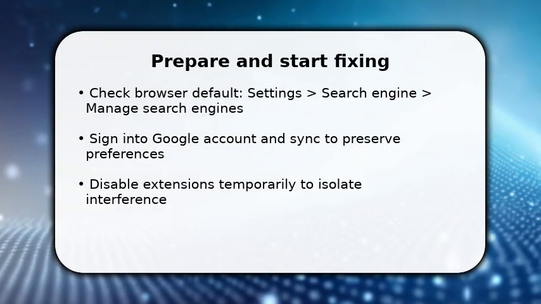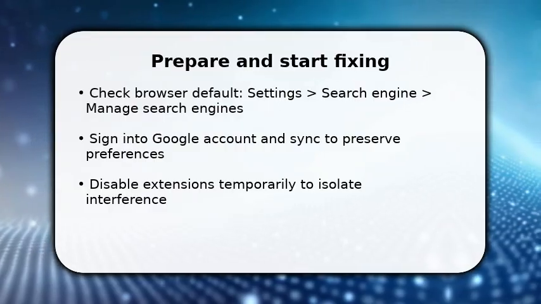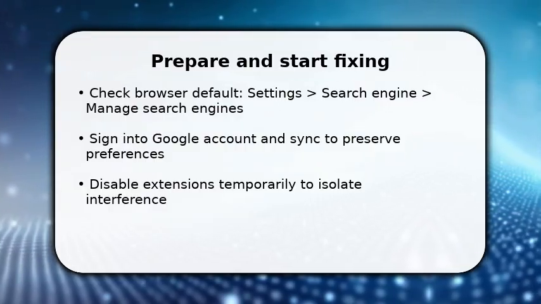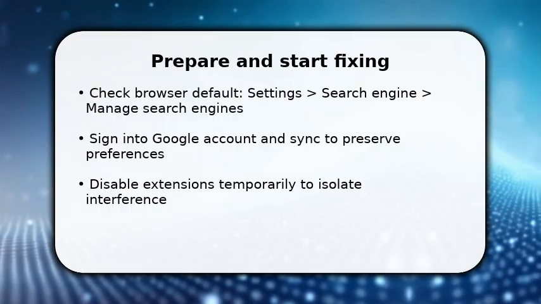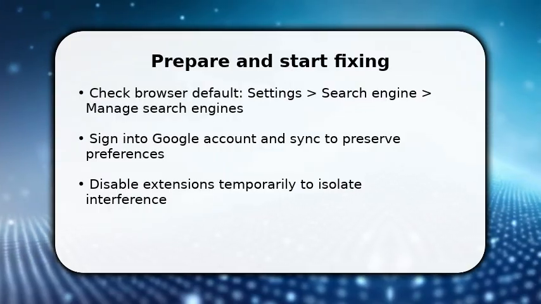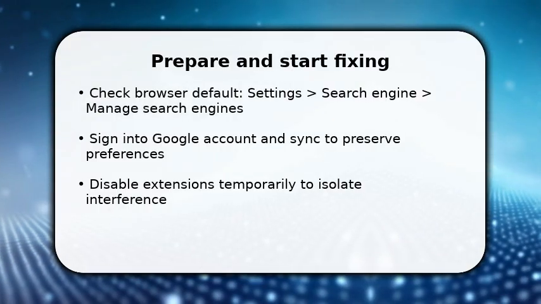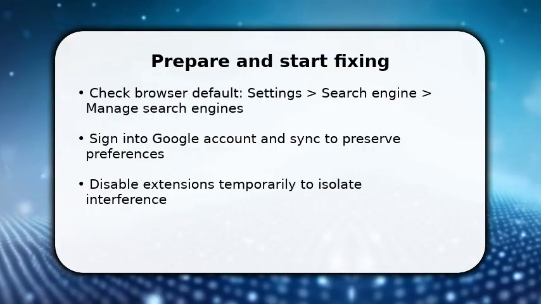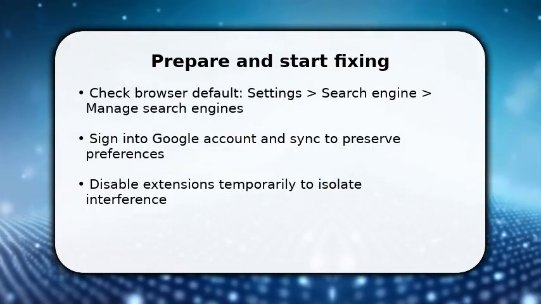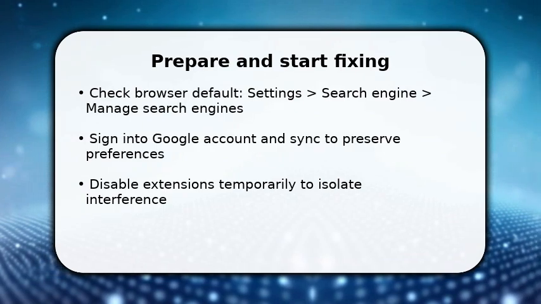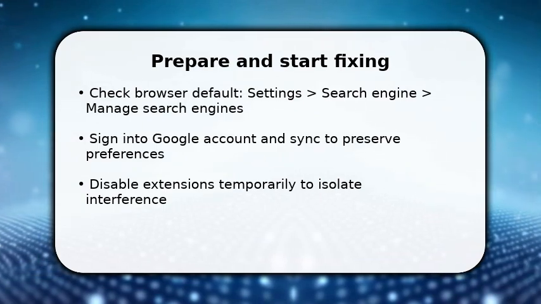Once done, sign into your Google account and enable Sync to save preferences and history. Then disable extensions temporarily to isolate any interference. This helps identify if an add-on blocked search results. These steps set a clean baseline, so subsequent fixes target the real cause rather than symptoms.